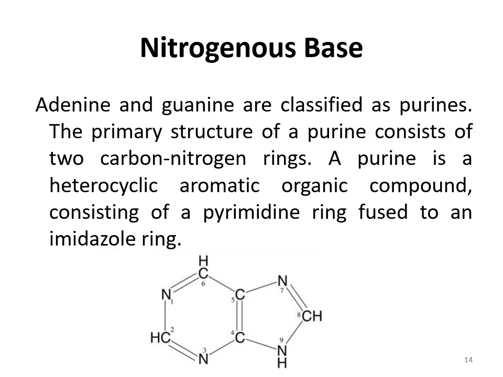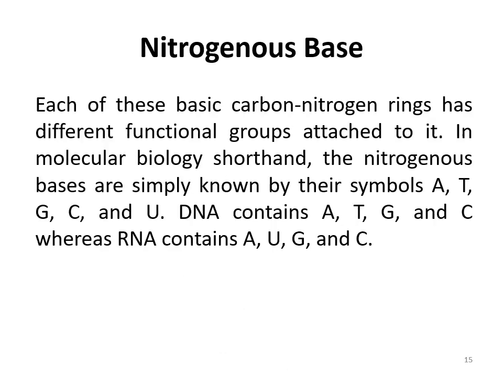To differentiate between adenine and guanine, different functional groups are attached to these rings. This is the primary structure you can see in the slide, that contains one pyrimidine ring and one imidazole ring bridged together. Each of these basic carbon-nitrogen rings has different functional groups attached to it.